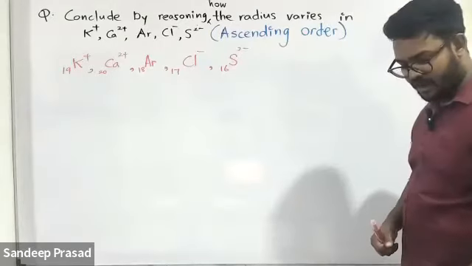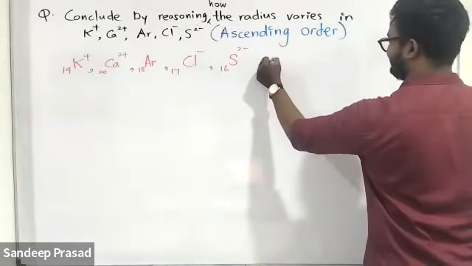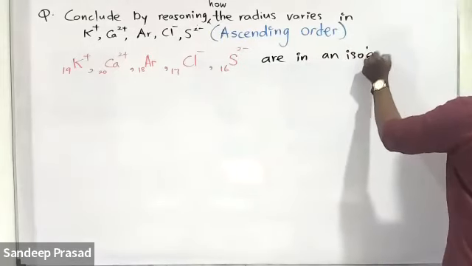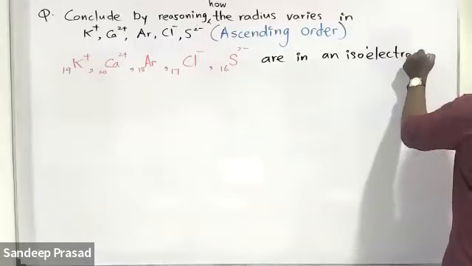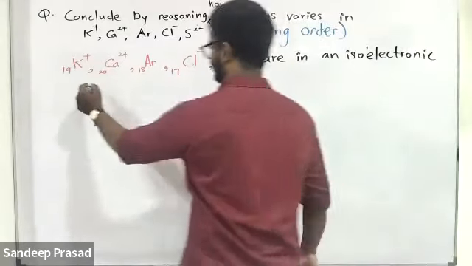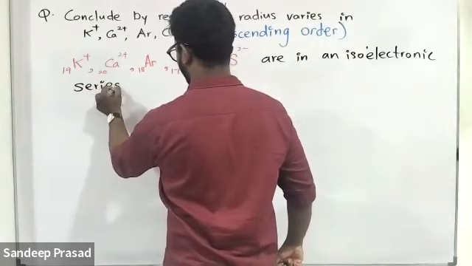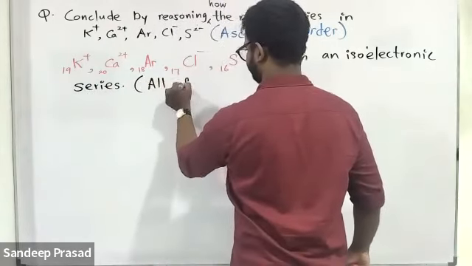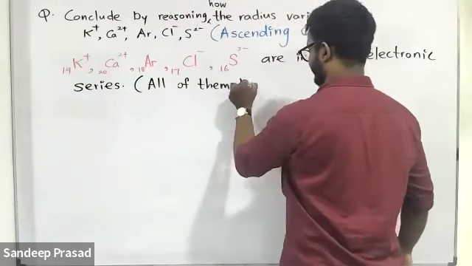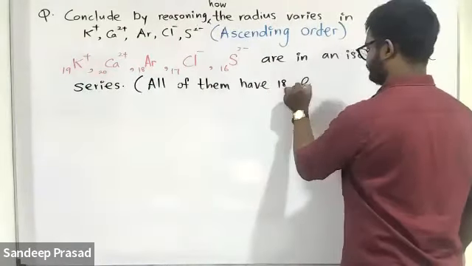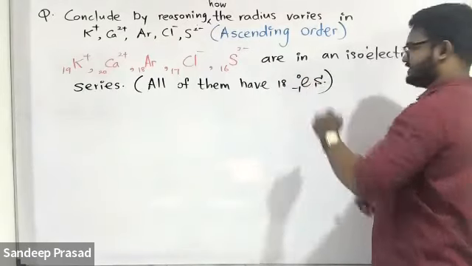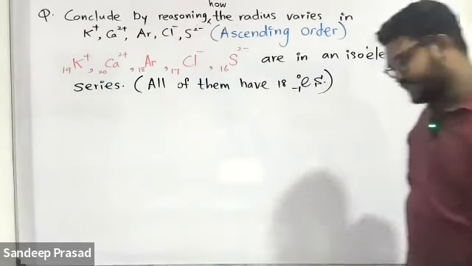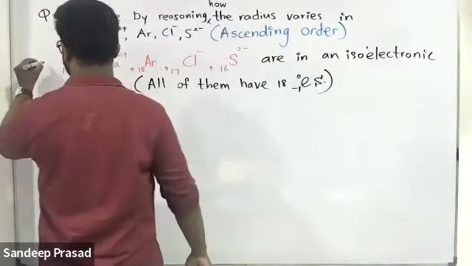So all of them are in an isoelectronic series. That's what you have to understand here. Isoelectronic series means all of them have 18 electrons. Right. So this is the simple thing that you have to notice. If you can understand this one, you can easily go for the answers.